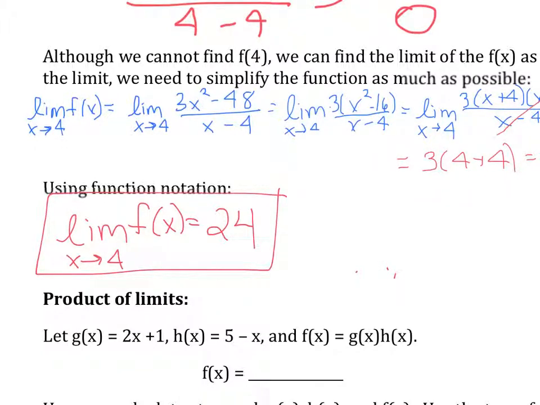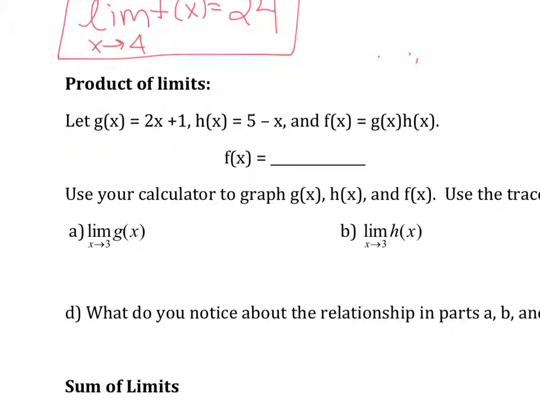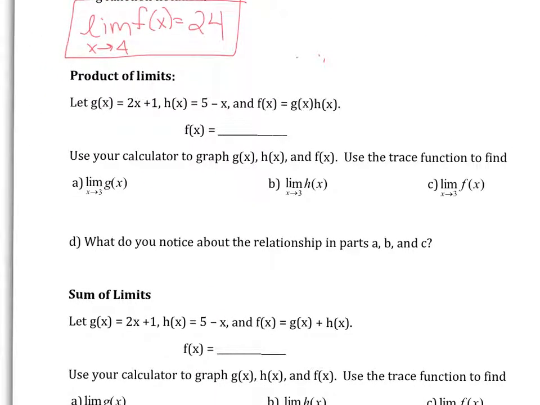Okay, so now that we've taken the limit using direct substitution, we're now going to look at what happens when we take the product of limits. So let's move down the page a little. Okay, so I know that g of x is equal to 2x plus 1, and I know that h of x is equal to 5 minus x, and I'm told that f of x is the product of g of x and h of x. So just to make sure we're on the same page, f of x is equal to (2x plus 1) times (x minus 5).